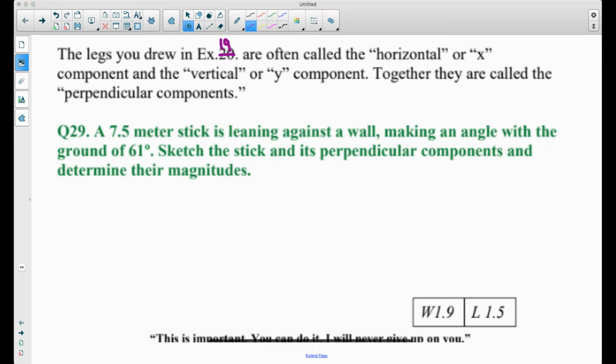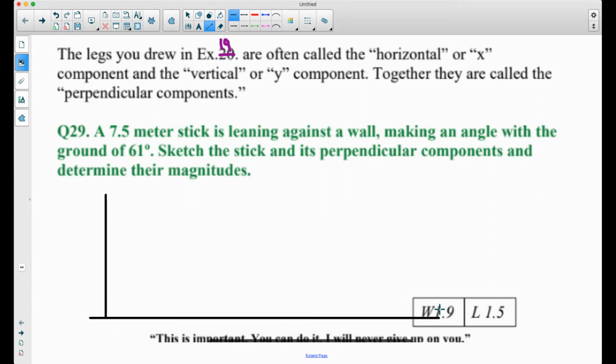So let's imagine this for a moment. Let's draw a wall. Here's our wall. Here's the ground. And a stick, let me change the color so we recognize the stick. The stick is 7.5 meters long and it makes an angle with the ground. So here's the ground. 61 is a pretty steep angle. So if I'm going to put the stick, this is not a 61 degree angle.